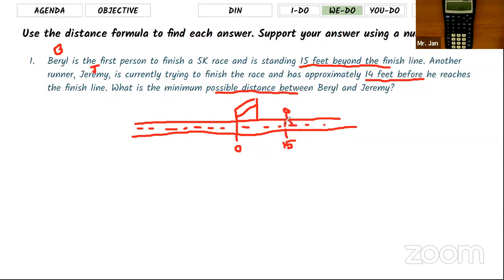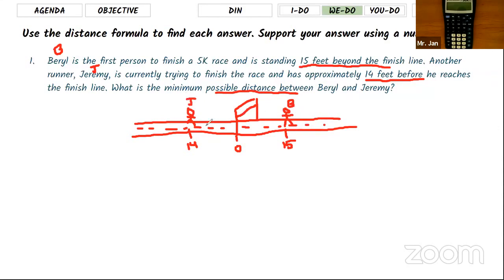So this is the barrel, the little guy who finished the race, and on the other side of the finishing line, this is the finish line, there is a guy named Jeremy, and he's at 14 feet before he reaches it. Let's say 14 feet is right here. Okay, and I'm going to draw Jeremy. I apologize, my persons look the same, but I'm going to put J on the top.